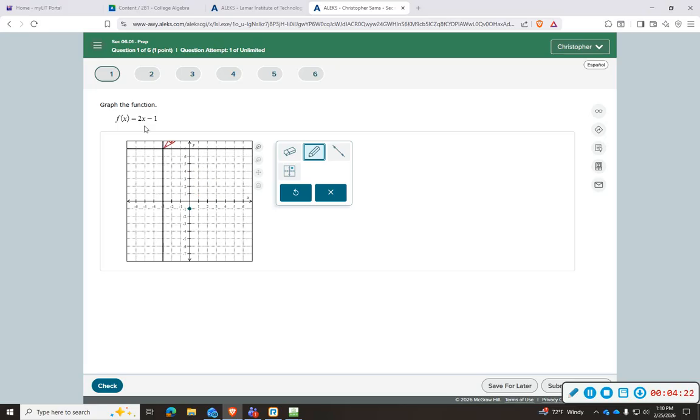And then we're going to use the slope, which is 2 over 1. So I'm going to go up 2 and then right 1 and make another point. Once that's done, I will tell it to connect the line. So you click one, click the other, and it'll make the line through those 2 points.